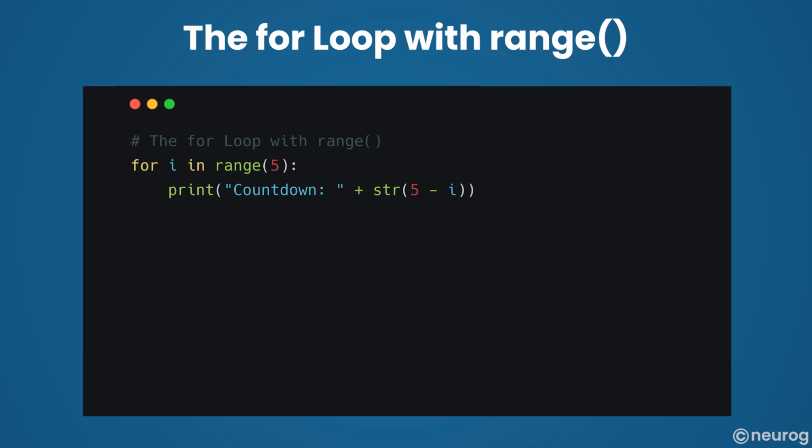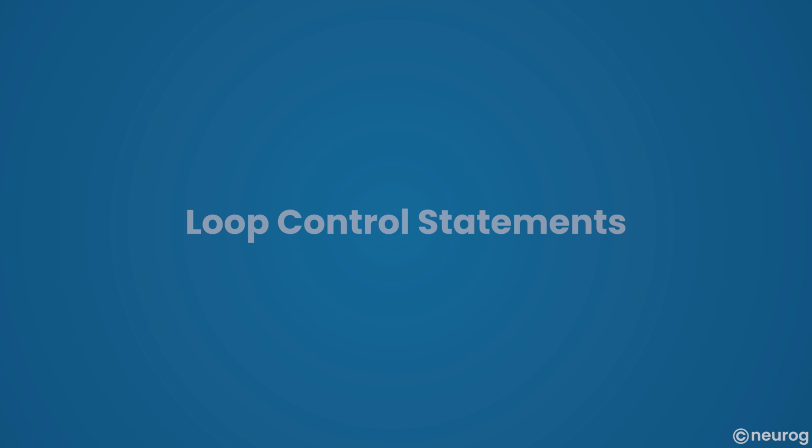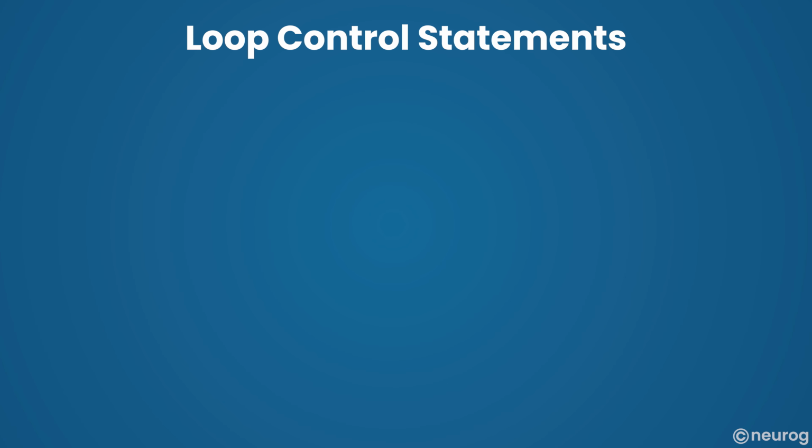In this example, we're using a for loop with range to create a countdown timer. It counts down from 5 to 1, printing each step in the countdown, demonstrating the versatility of the for loop for numerical iterations. In Python, you have loop control statements to manage loop execution.